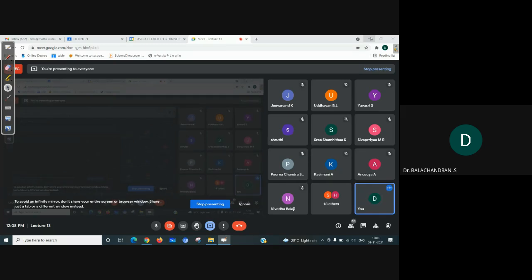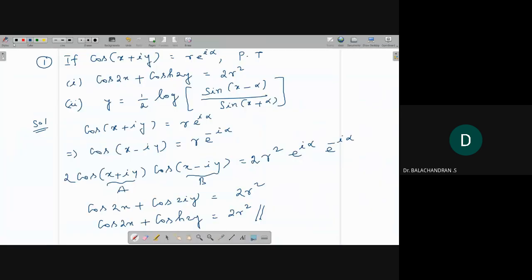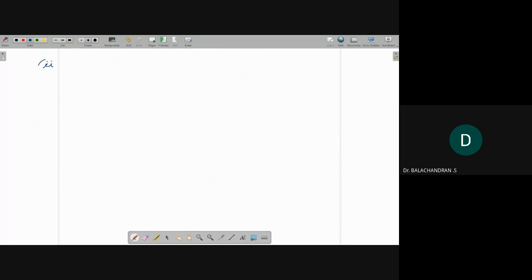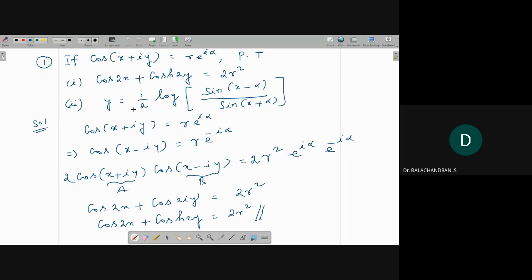Okay. So now I am going to do subdivision 2. Subdivision 2 is I need to prove y equal to 1 by 2 log of sin of x minus alpha divided by sin of x plus alpha. So this log is the indicator. So this indicates what? We need to write the final answer in terms of what? And also half.